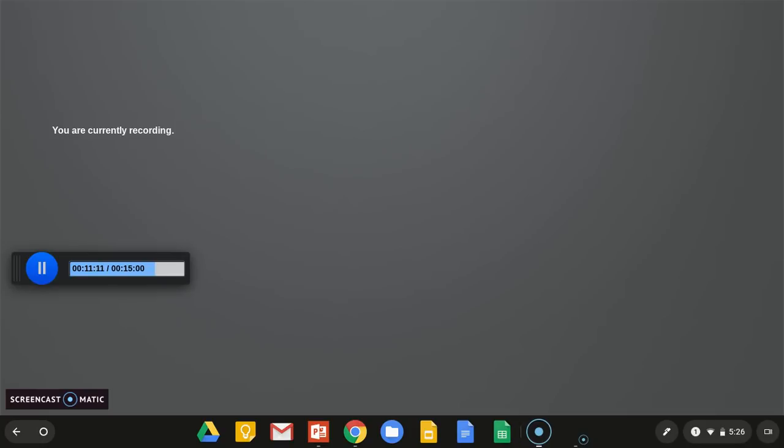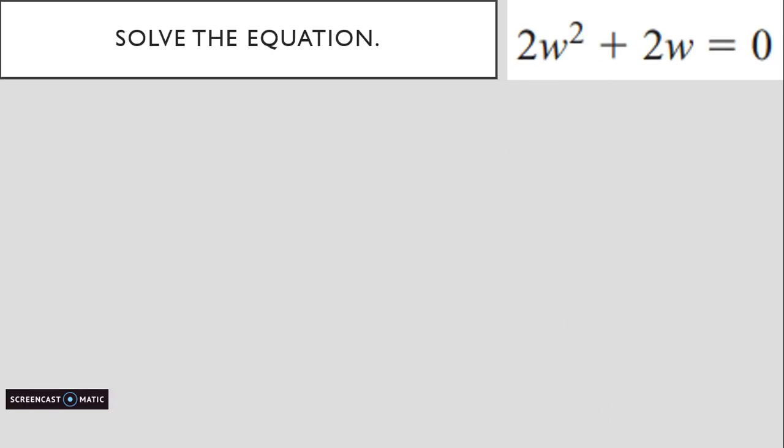All right, I got it working again. So we're looking at 2w plus 2w to the second power plus 2w equals 0. Go into yourself. What is the GCF there? Look at the coefficients first, then look at the variables. While you're thinking, I'll set up our factoring so it's ready to go.